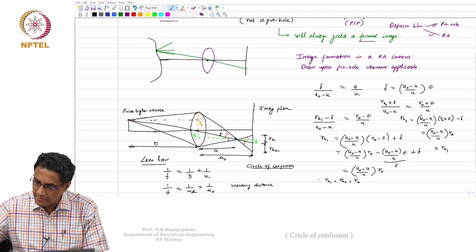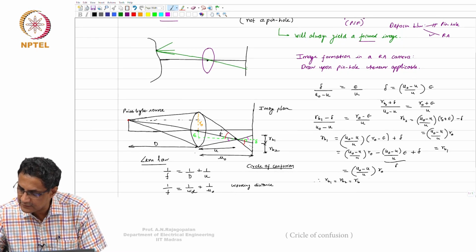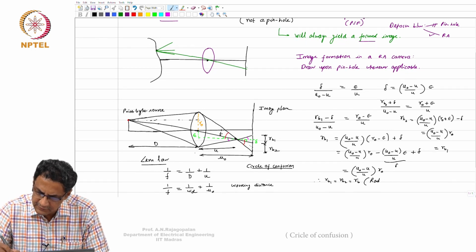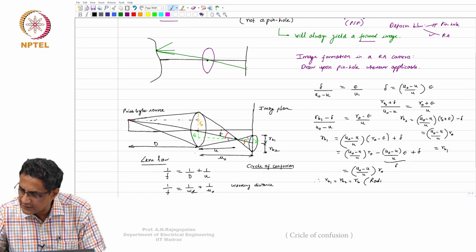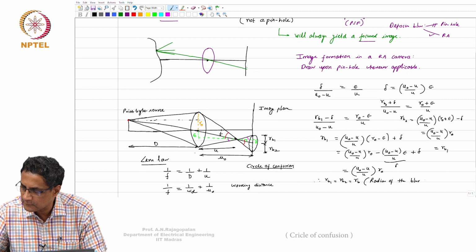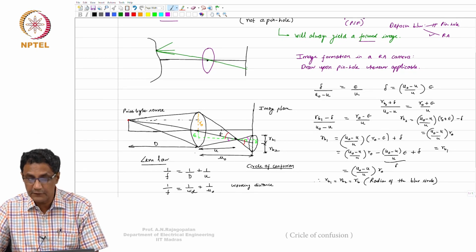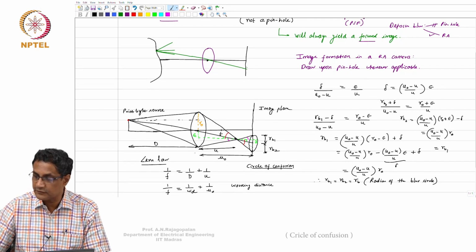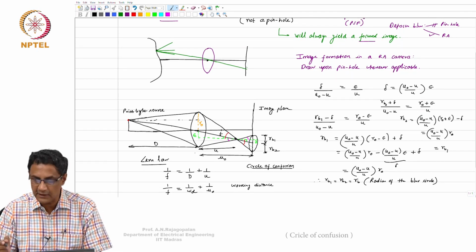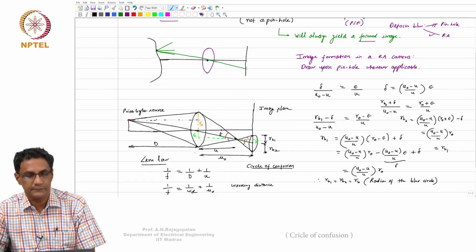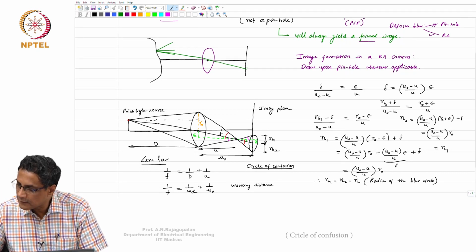Now the blur circle radius, this is the radius of this blur circle. You can think of this as some kind of a blur circle that is getting formed, and this is the radius of the blur circle. If this thing was all in focus, then of course this radius would have been 0, because then you would have had simply the point coming into focus.